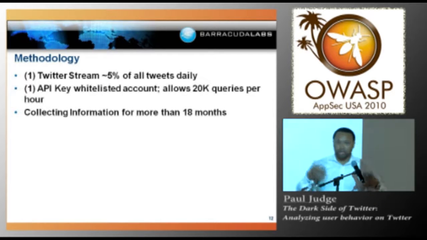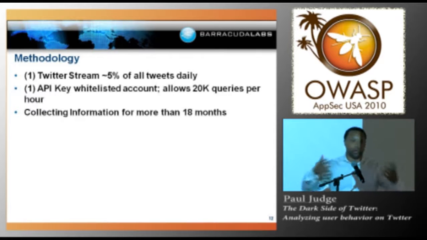So the methodology is pretty straightforward. It's something that is open that anyone can recreate. We had access to a Twitter stream feed, which gets about 5% of the traffic that's going across the network. Also, we use a couple API whitelisted accounts to do other ad hoc queries. We've been doing this work in one manner or another for the last 18 months or so.